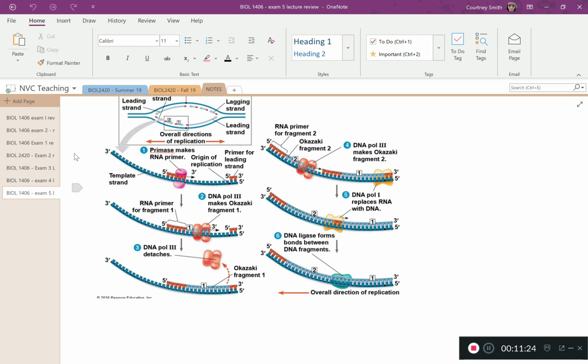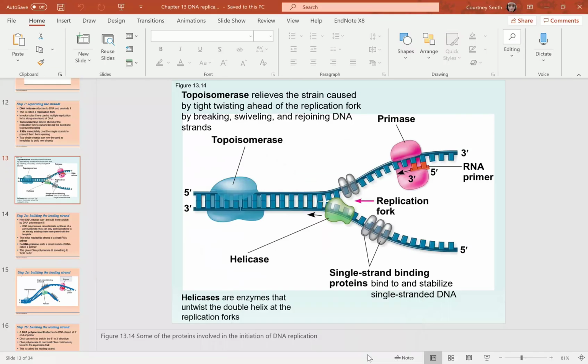Actually, I'm going to go to the one in the lecture. Topoisomerase, primase, helicase, as well as SSBs are present in the initiation of DNA replication. Topoisomerase will relieve the strain caused by all the tight winding. So he aids in essentially giving support to the strand to help with all the stress that it's about to be put under.